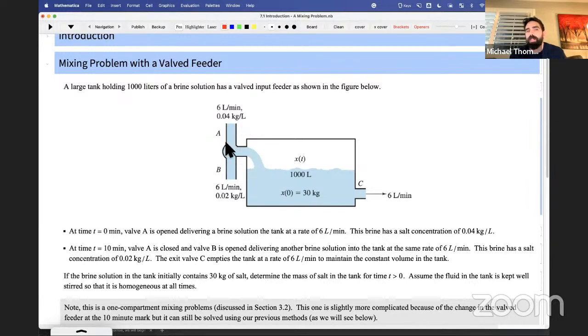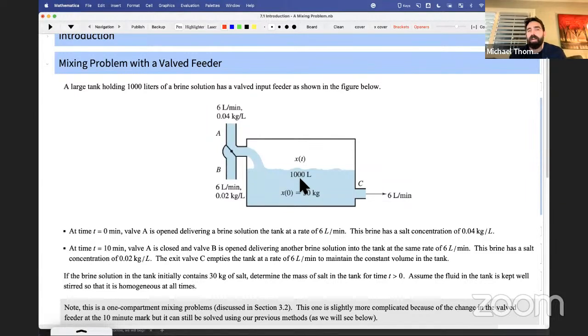Now, if we switch this and turn the feeder upward, it'll turn off A and turn on B. B is flowing in at a rate of 6 liters per minute, and the concentration of that salt is less. It's 0.02 kilograms per liter. So we have a total of 6 liters per minute pumping in, but we also have 6 liters per minute draining out. If we start with 1,000 liters of mixture in there, is that ever going to change, or is it going to increase in volume? It's going to stay the same. You've got 6 liters per minute pumping in, 6 liters per minute pumping out.